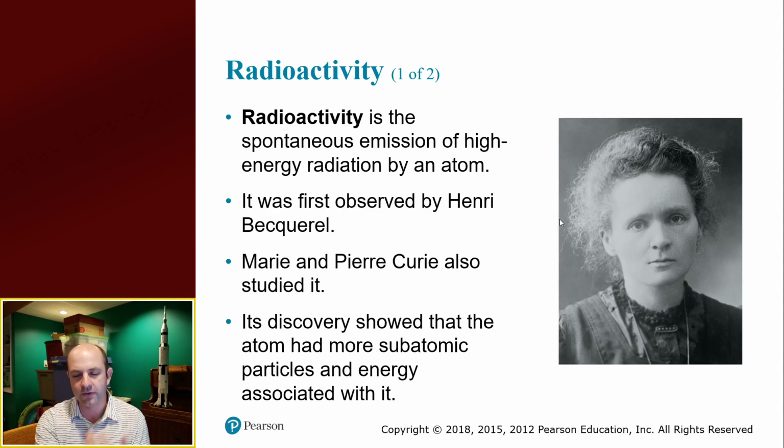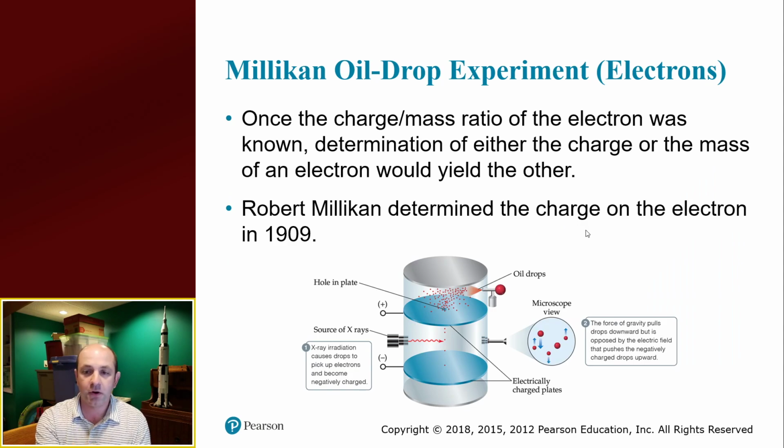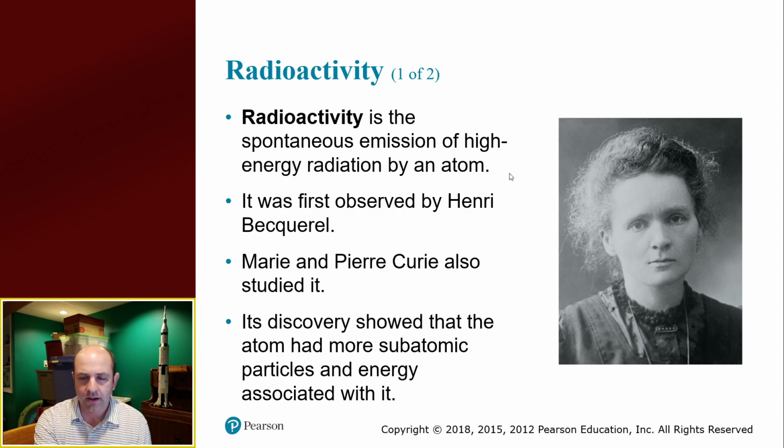So if you put all this together, you can figure out what the charge of a single electron is, and it's around 10 to the negative 19th coulombs. They are tiny. All right. Now, what about some of the other particles? Well, we have radioactivity.